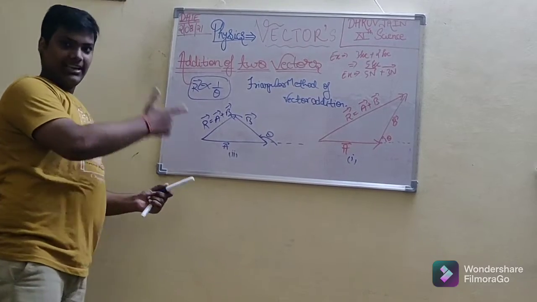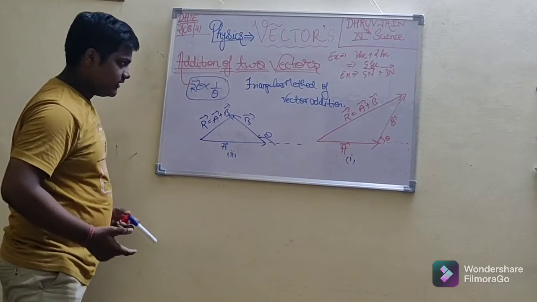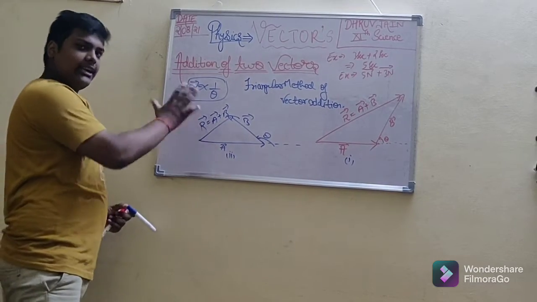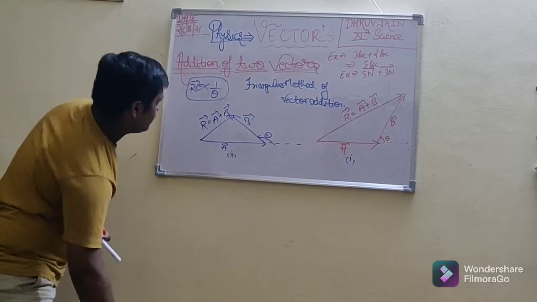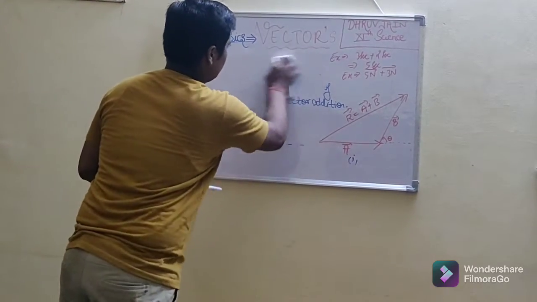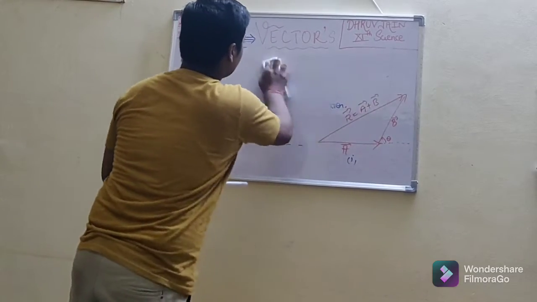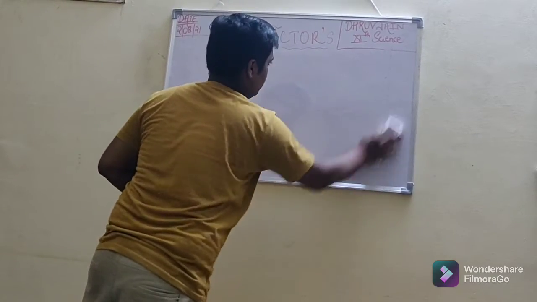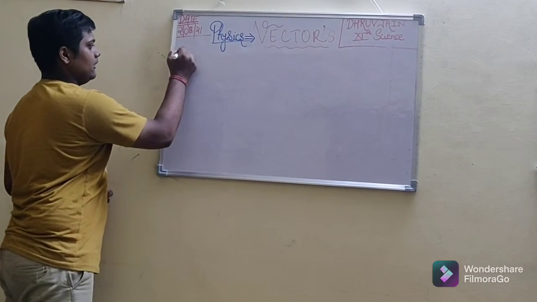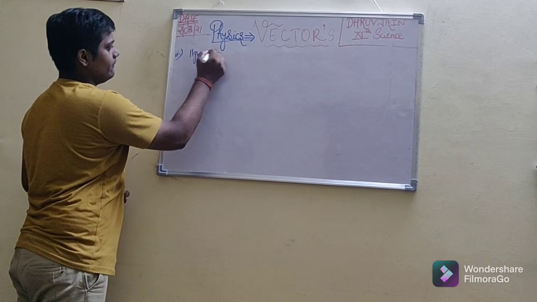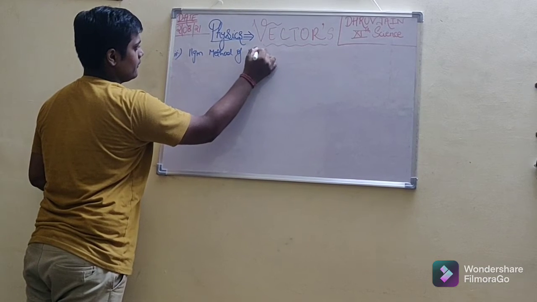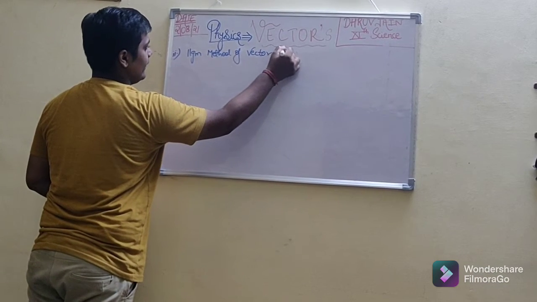And now let us move to the second method, which is called the parallelogram method of vector addition. It is similar to this; in that topic, our triangular method is hidden in the parallelogram method. Let us move on to the next topic. Our next topic is the second, parallelogram method of vector addition.